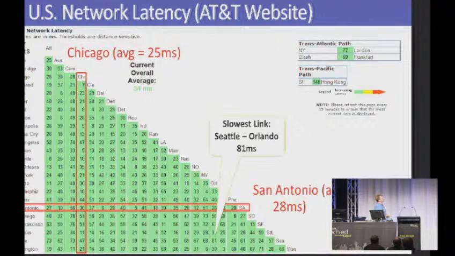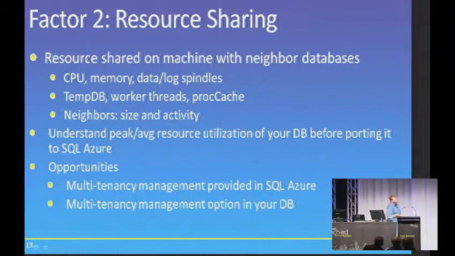And just a little bit of trivia: Seattle to Orlando is 81 milliseconds. So I guess Microsoft doesn't like Disneyland too much, or Disney World in Orlando. But this type of data is probably available to you based upon your network providers, and you can start to see if that is available to help you reason about where you put your applications.